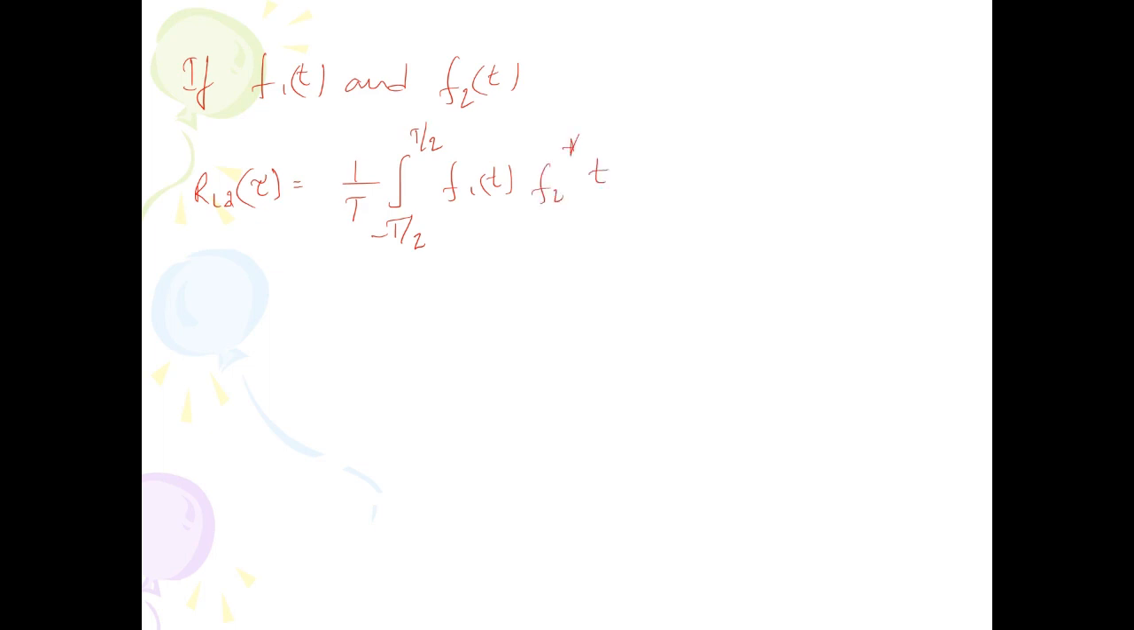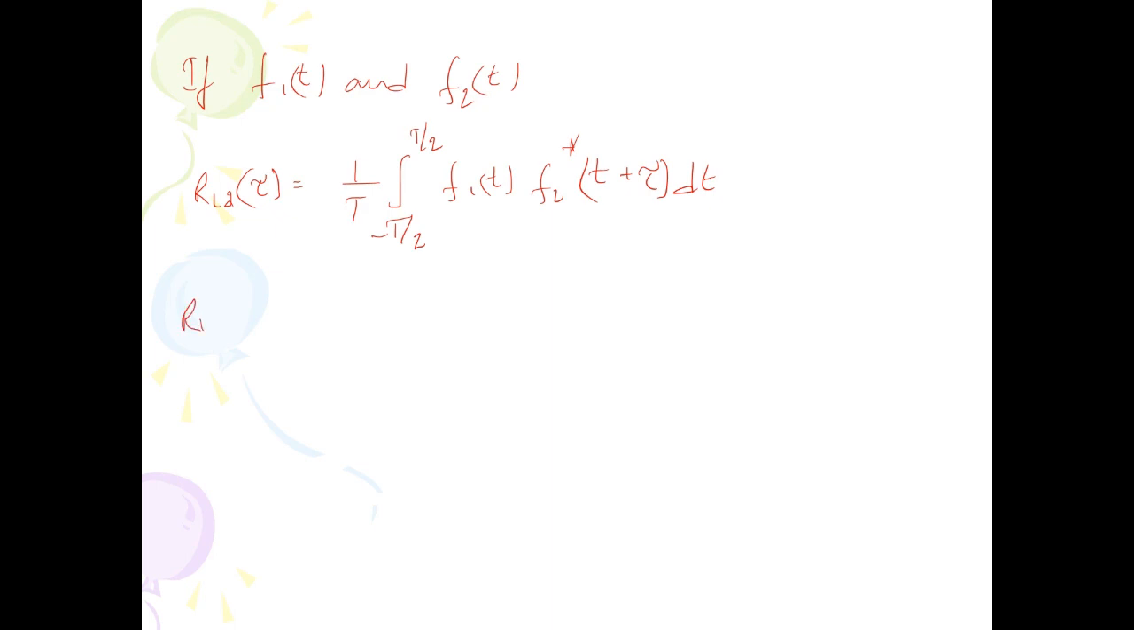with respect to same time constant tau. If f1 of t and f2 of t are periodic with same fundamental period capital T, the correlation is defined as R12 of tau is equal to 1 by T integral minus T by 2 to plus T by 2, f1 of t and f2 star of t plus tau dt.